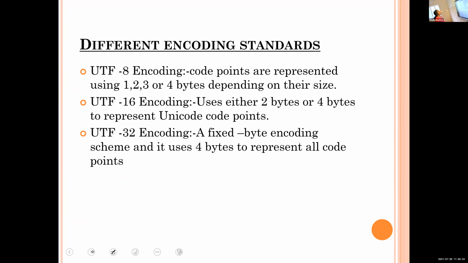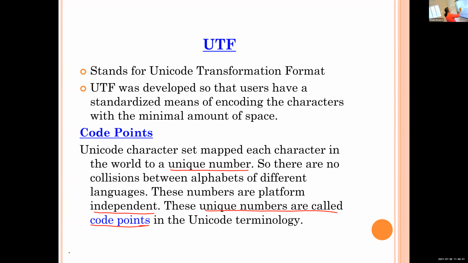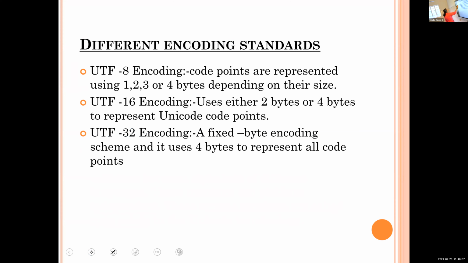The next one is different encoding standards, which are based on a minimal amount of space, as I explained on the previous slide. Based on this minimal amount of space, we use 3 types of UTF format. The first is UTF-8 encoding. UTF-8 means using 1, 2, 3 or 4 bytes depending on their size.